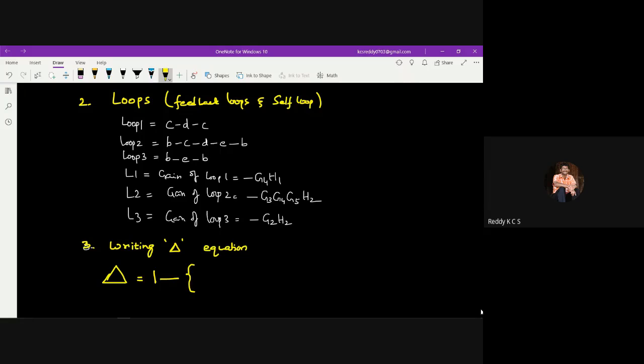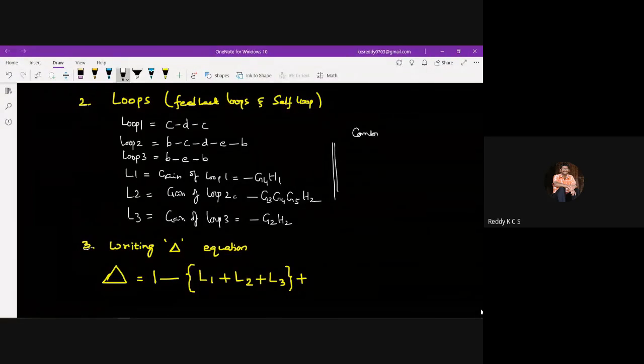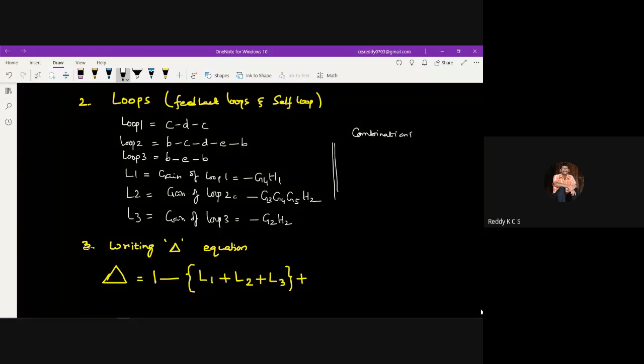What are the individual loop gains? How many loops do we have? So all the loop gains are to be added up, that is L1 plus L2 plus L3. Next, combinations. So plus combinations of 2 non-touching loops. If you look here, loop 1 and loop 2 I can write down here only. Okay, combinations of 2 non-touching loops.